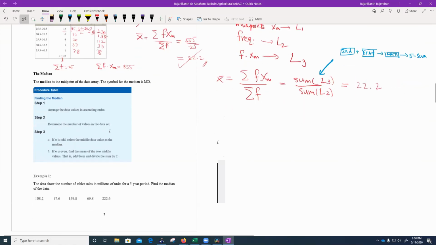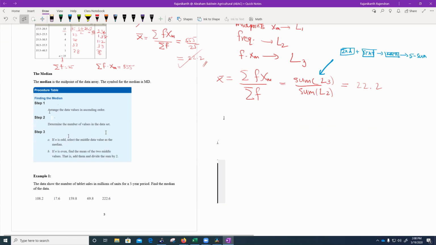Okay, let's move to the second measure, which is the median. The median is the midpoint of the data set. Once you arrange your data set in ascending or descending order, the middle one, the midpoint of the data set, is called the median. So how do you find the median?